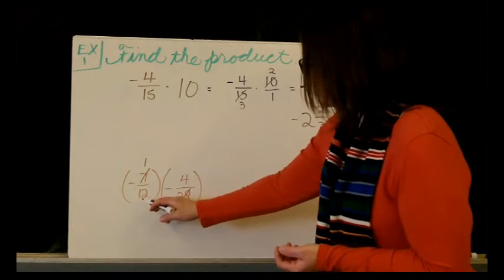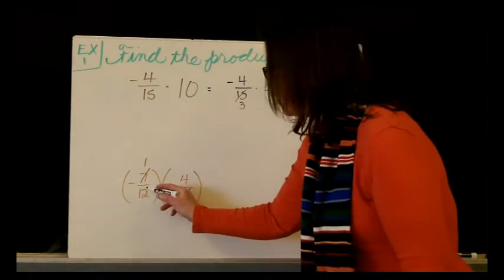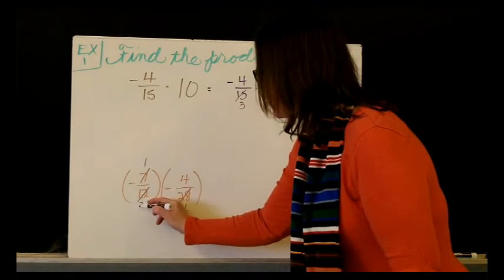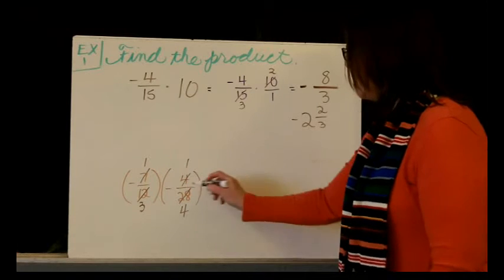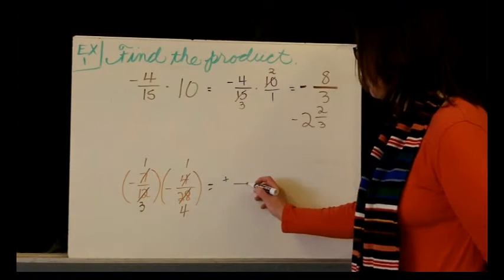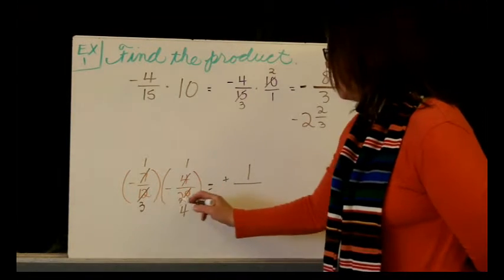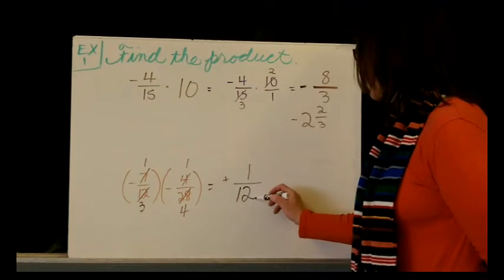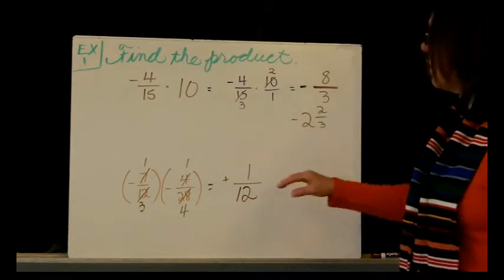And now we have 12 and 4. They do have a factor in common. The greatest is 4. 4 goes into 12 3 times. 4 goes into itself once. Now, because we're multiplying a negative and a negative, our answer will be positive. 1 times 1 is 1, and 3 times 4 is 12. So negative 7/12 times negative 4/28 gives us a positive 1/12.